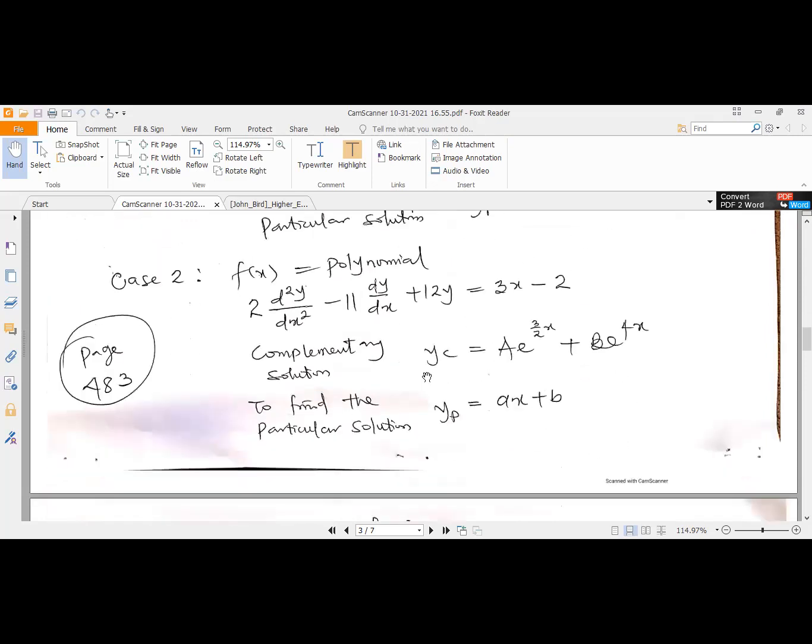So let's go to case 2 now. In case 2 here, we have f of x to be a polynomial. In this case, you see that the polynomial is of order 1. Look at f of x very well. You see that f of x is 3x minus 2. In that case, the order of the polynomial will determine the nature of the particular solution. Are we all together now?